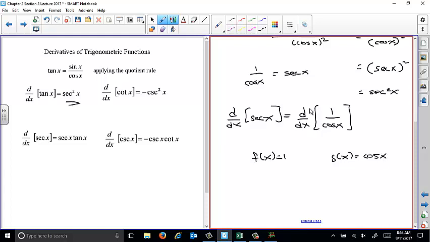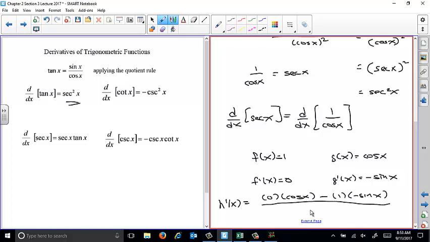You don't have to have the function y equals 1 or f of x equals 1 is still a function. Okay, so then you take the derivative of 1, which is 0, and you take the derivative of the cosine, which is minus the sine. And then you plug that in. So I'm going to say h prime of x equals f prime of x times g of x minus f of x times g prime of x, all divided by g of x squared.